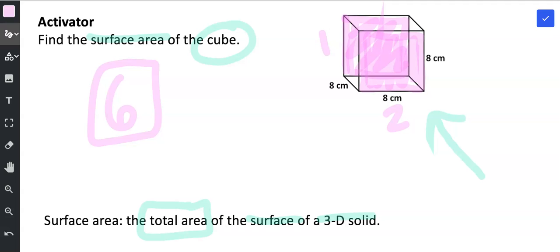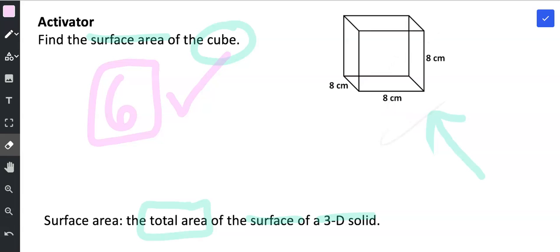Now I want you to think about all of the cubes that you've seen in your lifetime. Does every cube have 6 faces? And I hope that you answered yes. Every single cube has 6 faces. So when you're taking your EOG and they ask you to find the surface area of a cube, you can already know that it has 6 faces.